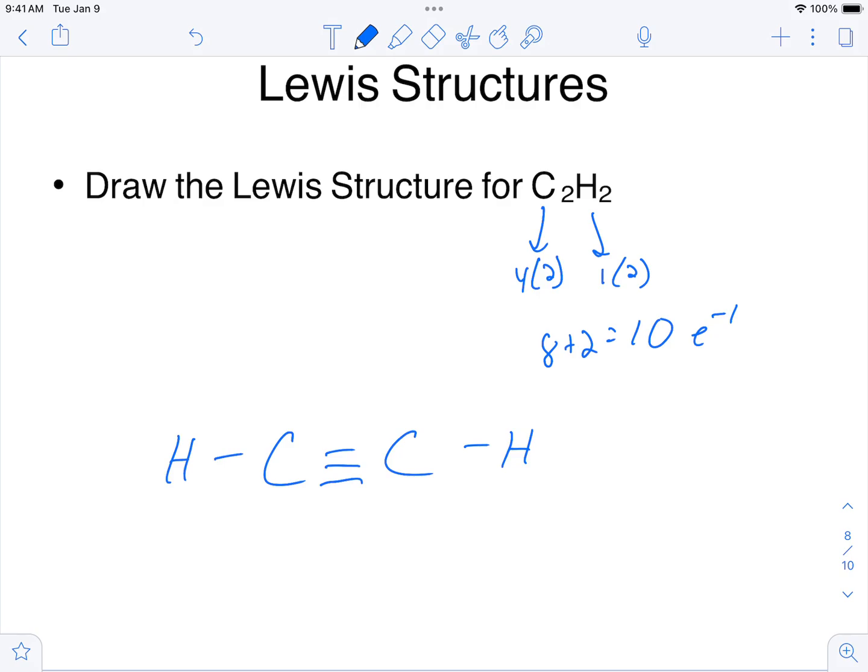So what does that do? Did we use all 10? 2, 4, 6, 8, 10. We did. Does everything have an octet? This carbon has an octet because there's 4 bonds, and 4 times 2 is 8. This carbon has 4 bonds. 4 times 2 is 8. We did satisfy the octet.